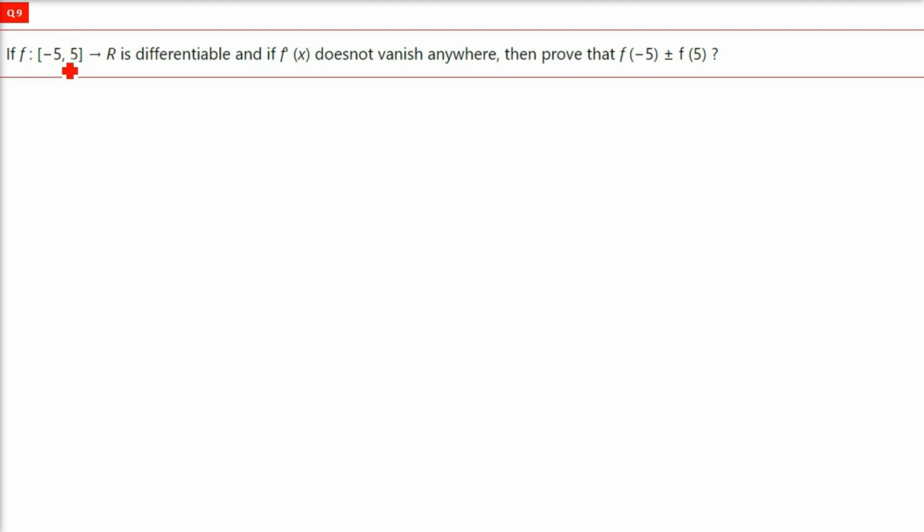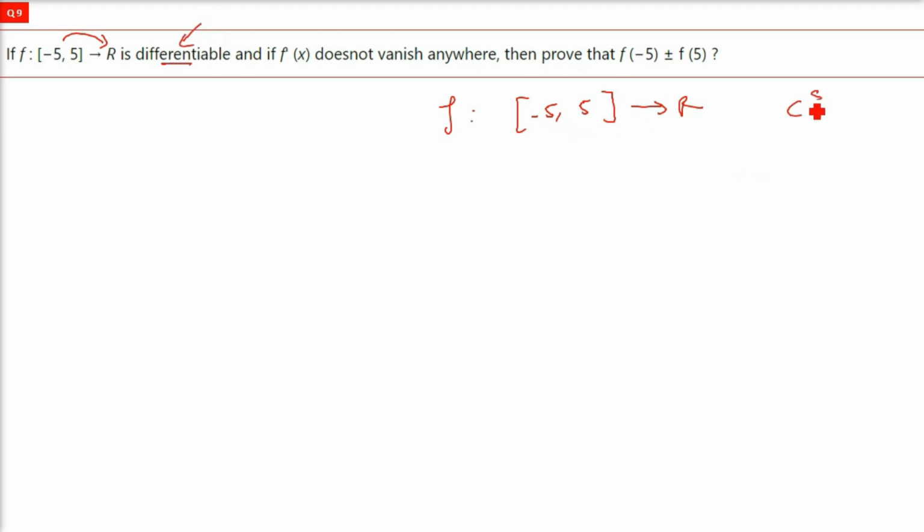If f is from -5, 5 to R, that is, the domain is -5 to 5, range is all the real numbers, and this is differentiable, and if f(x) does not vanish anywhere, f dash x, that is when you differentiate this function, it is not going to vanish anywhere, f dash x will never be 0, and this f(-5) is equal to f(5), you have to prove that. This is not plus minus, it is actually equality sign. So there is no function given, but all the other things which are related to the function are being given here, and the condition to be checked is also given, f(-5) is equal to f(5) or not. They have to prove that.